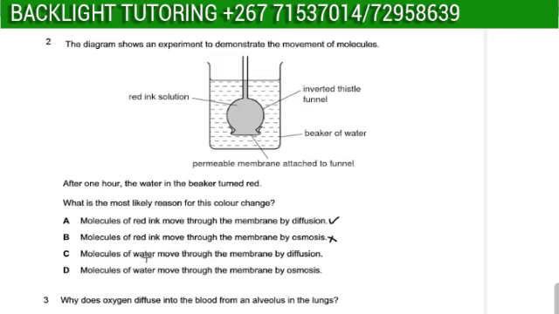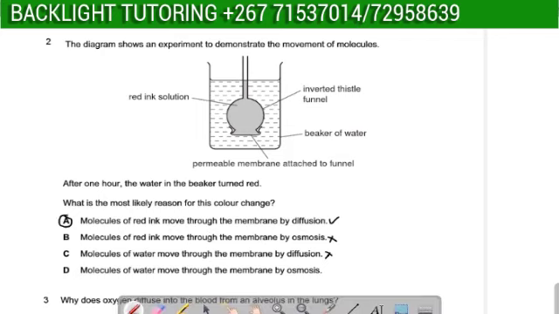And then C says molecules of water move through the membrane by diffusion, right? Here they still talk about osmosis, right? So we are not interested in this. Molecules of water move through the membrane by osmosis, right? So the best answer is this one: molecules of red ink move through the membrane by diffusion. So A was the best, right?